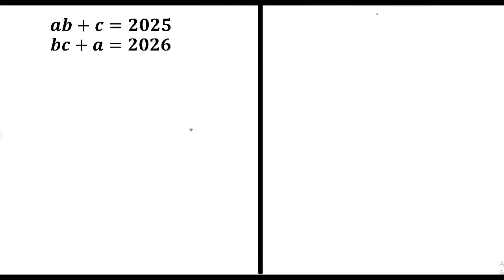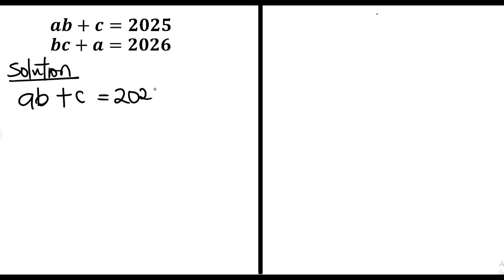Hi everyone, solving this question: AB plus C equals 2025 and BC plus A equals 2026. This kind of equation can only be solved simultaneously. Then solution: AB plus C equals 2025, then BC plus A equals 2026.